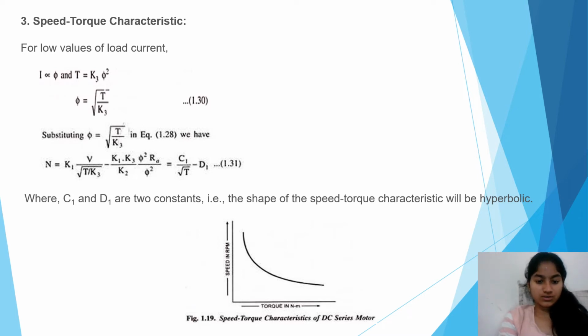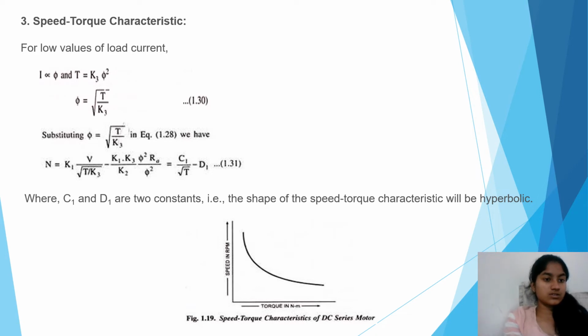Speed torque characteristics. What is the torque of a DC motor? In a DC motor, a circumferential force F at a distance r, which is the radius of the armature, acts on each conductor, tending to rotate the armature. The sum of the torques due to all the armature conductors is known as armature torque.